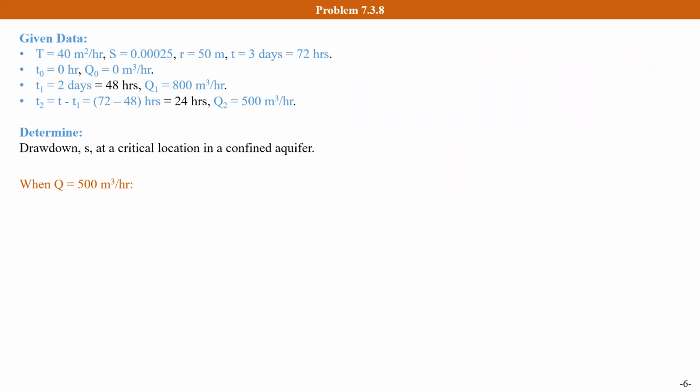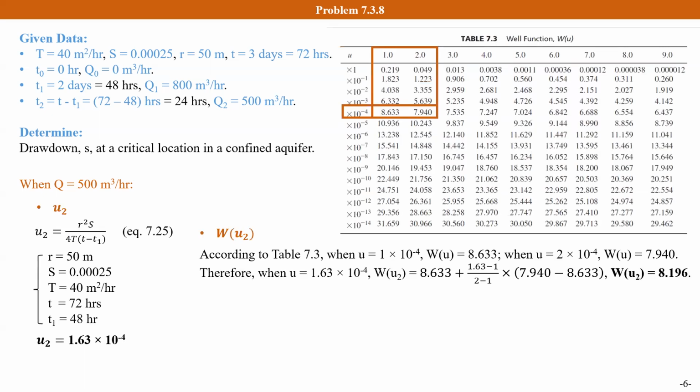Then let's consider the second scenario when the flow rate equals 500 cubic meter per hour. Following the same procedure, we can calculate the U2. It equals 1.63 times 10 to the power of minus 4, and then use table 7.3 to determine the value of the well function. And we also need to do an interpolation in this step. So we find the value of the well function is 8.196.